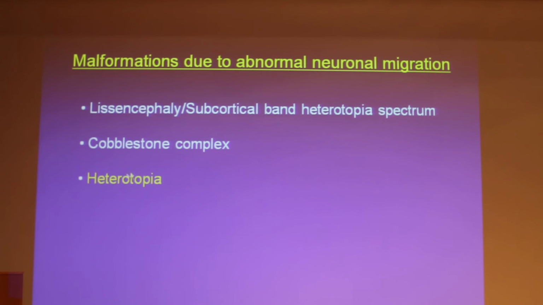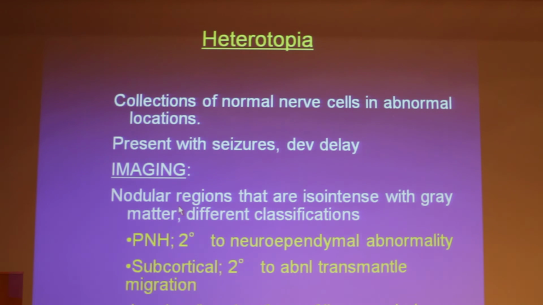So we're going into the third group. We're still in the neuronal migration group, the heterotopia. And heterotopia is again a little bit problematic. What it means is a collection of normal nerve cells in abnormal locations. So they have migrated, but they're sitting in various areas. And usually they present postnatally with seizures, developmental delay.